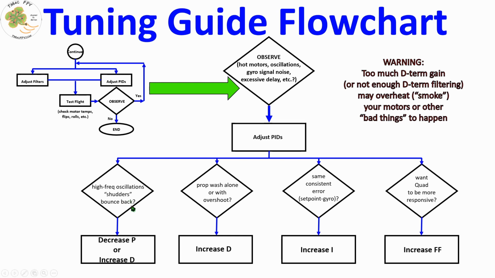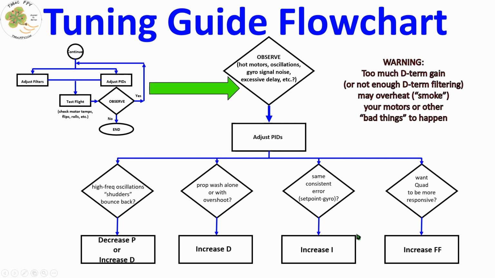If we're seeing high-frequency oscillations, bounce back, or that shudder I talked about earlier, we could do one of 2 things. We could either decrease our P gain or increase our D. If we're seeing prop wash vibrations by themselves, or if they also happen and we also have some overshoot, we could try increasing our D gain to see if it takes care of both of those conditions. If we're seeing the same consistent error between our set point and gyro, we might want to try increasing our I gain. And if we want our quad to feel more responsive to our stick inputs during quick maneuvers like flips and rolls, we can try increasing our feed forward.